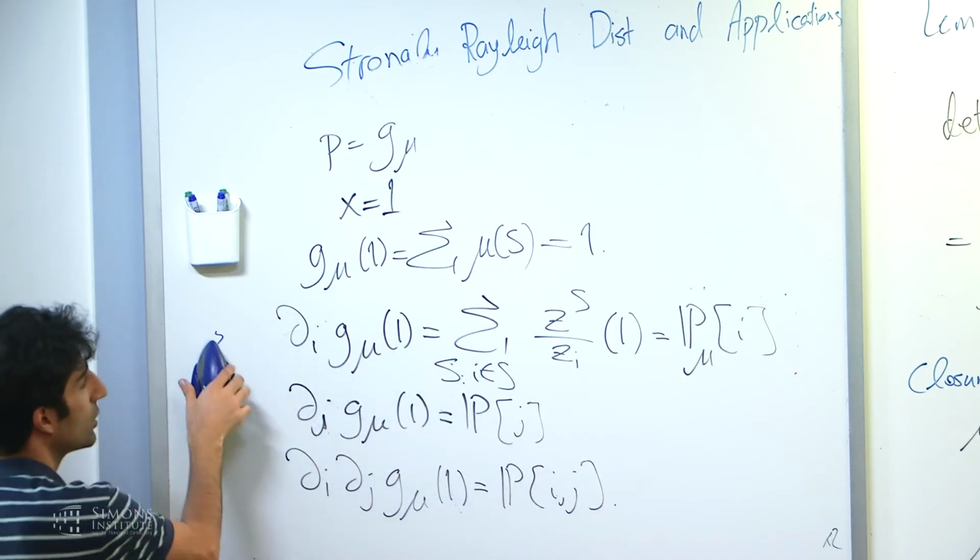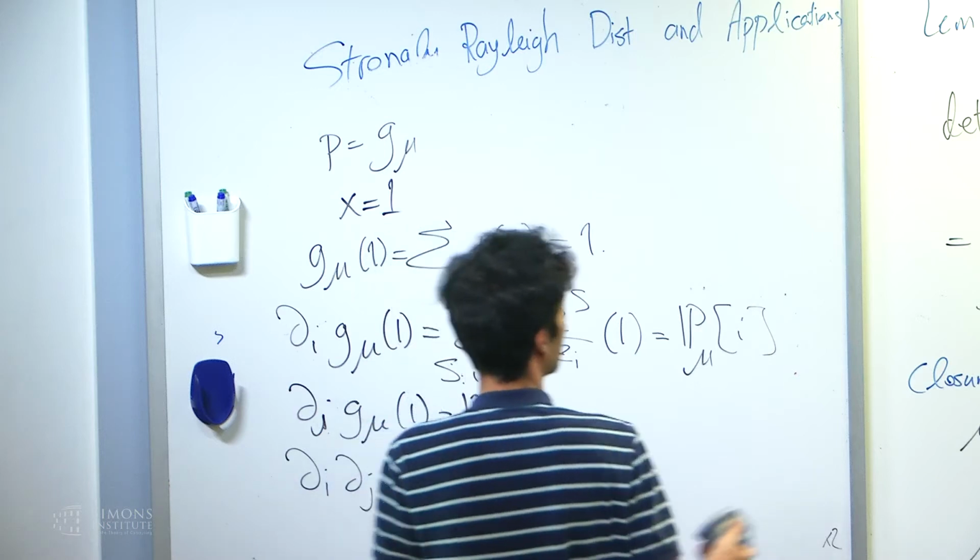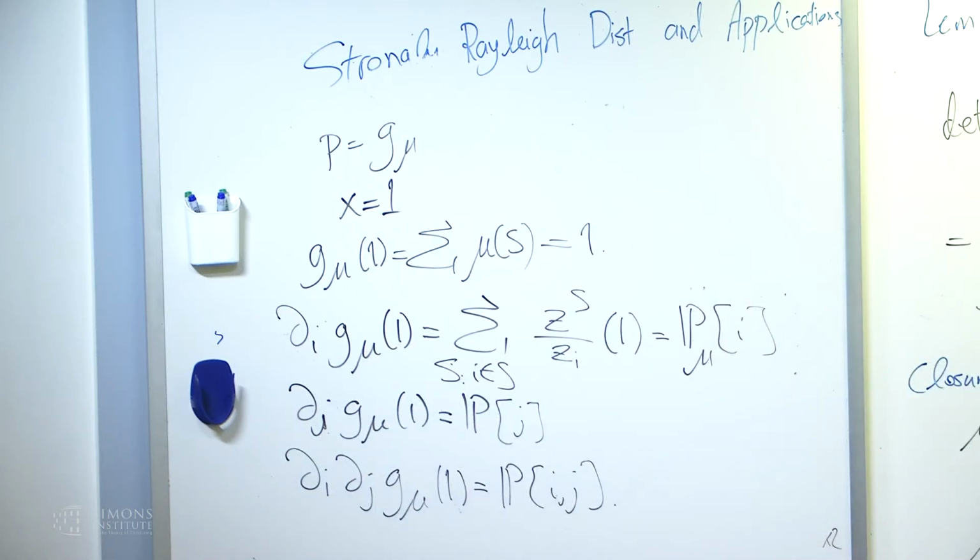Okay. So what do I get? The probability of i, you mean the probability that the set contains i? Exactly. So the probability that if you sample a set from the distribution, it contains the element i. This is also called the marginal probability of the element i, and I will talk more about it later.